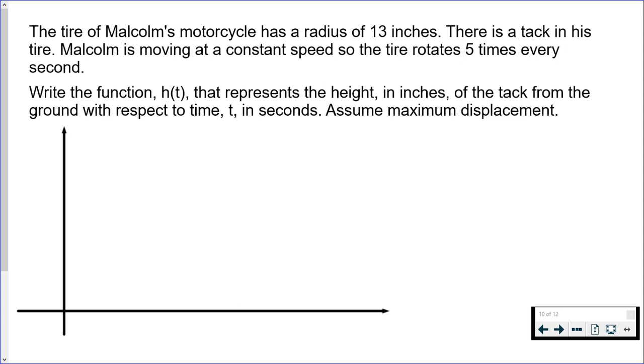The tire of Malcolm's motorcycle has a radius of 13 inches. There's a tack in the tire, and the bike is moving at a constant speed, so the tire rotates 5 times every second. So I'm going to break down what's been given to us so far. We have a radius of 13. So from the center to the outside of the tire would be 13 inches.